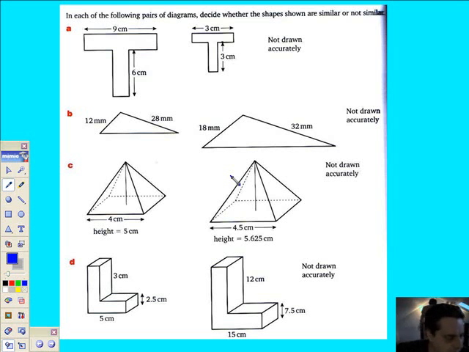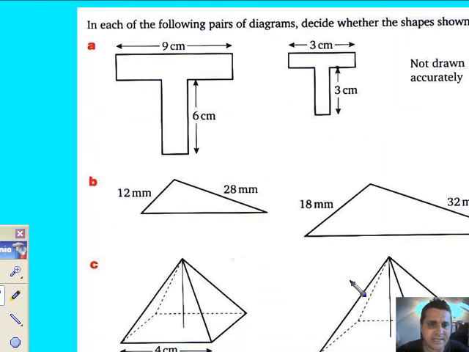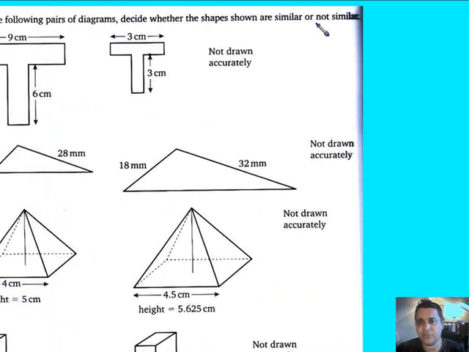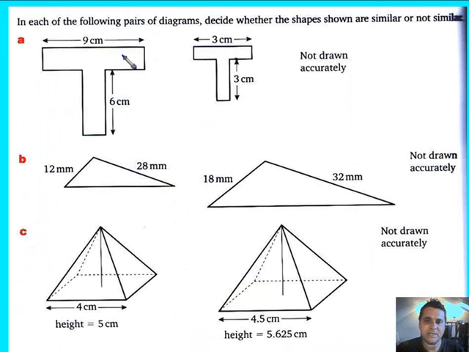This is question 5 on page 106, grade B rated. It says in each of the following pairs of diagrams, decide whether the shapes shown are similar or whether they're not similar. Well, we've got to look at all the corresponding lengths, and if they're in the same ratio, then they're similar. So let's take a look.